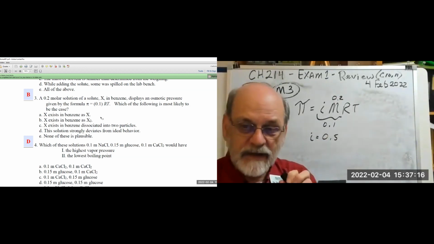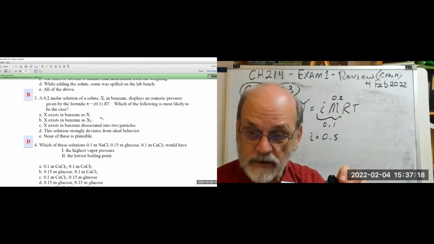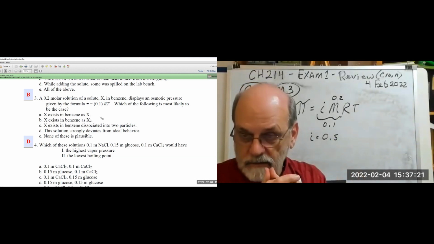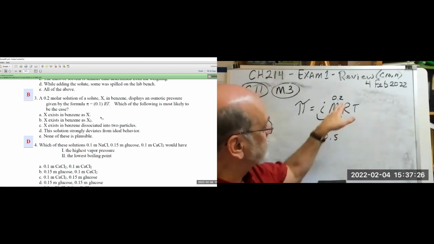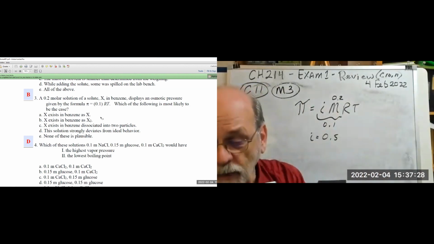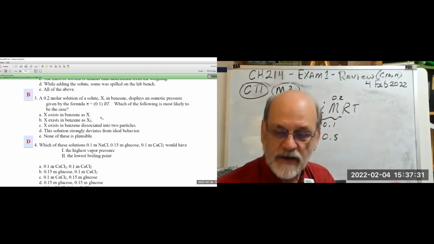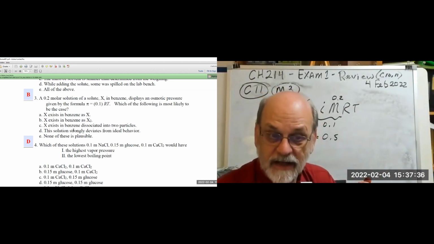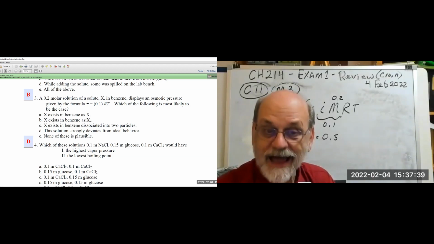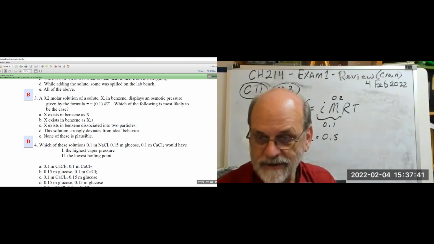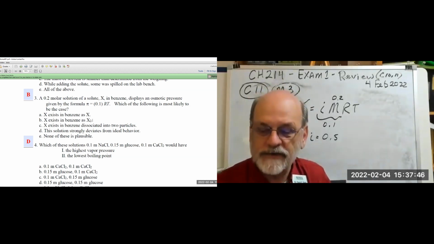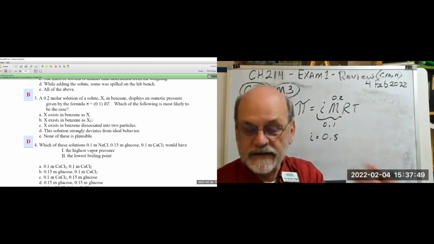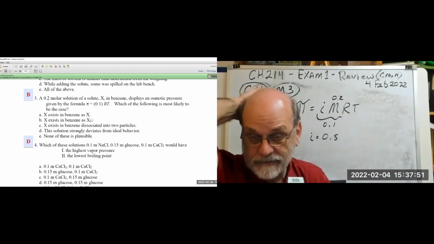So what does that mean? That means it's not dissociating as it goes into solution. It means it's forming associations, binary associations. So it's taking this concentration from 0.2 down to 0.1 and decreasing its osmotic strength. So the explanation is X exists in benzene as X2. Okay, it forms that bonding pair to decrease the concentration, and that in turn decreases the osmotic pressure by 1/2.